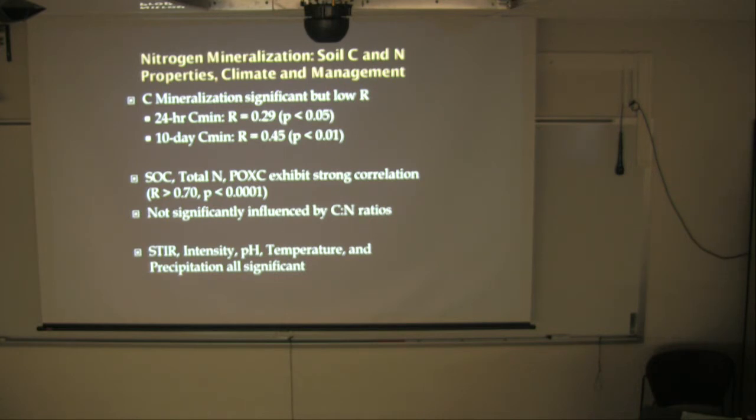I believe this potentially may be because the nitrogen mineralization was an anaerobic incubation, whereas the carbon mineralization was aerobic incubation. So that may potentially explain the low correlation there. However, soil organic carbon, total nitrogen, and epoxy all exhibited a strong correlation, as I've shown earlier. These soil properties are related. So if one correlates, we expect the rest to do, of course.